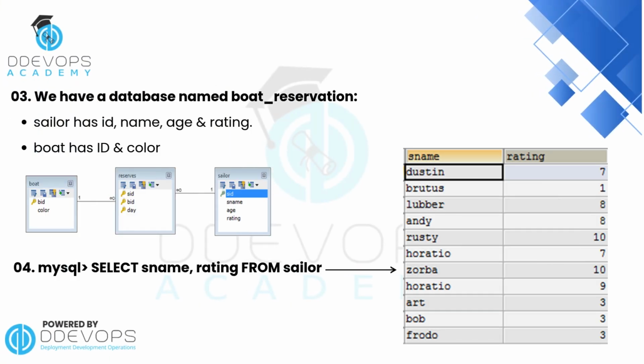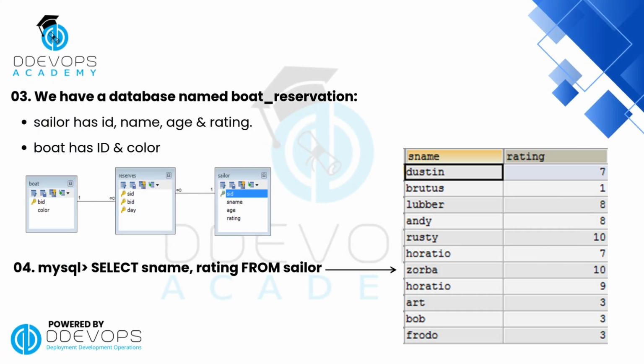Look at a simple SQL query in the context of a boat reservation system. We have three tables: sailor, boat, and reserves. The query, select name, rating from sailor, retrieves the names and ratings of all sailors. This is a basic select statement that pulls specific columns from the sailor table, returning a result set in tabular form. It's a great example of how SQL helps us extract meaningful data from structured tables.